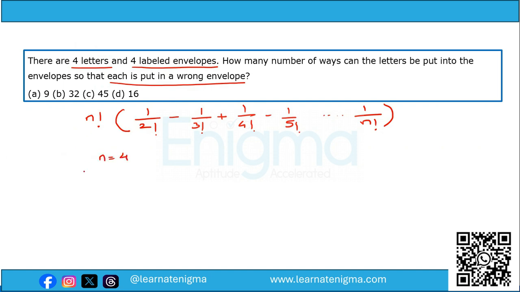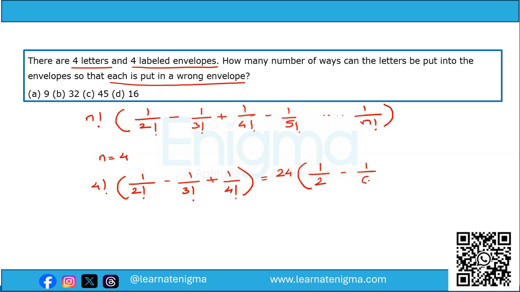So therefore let's solve this. So 4 factorial into 1 upon 2 factorial minus 1 upon 3 factorial plus 1 upon 4 factorial. So this becomes 4 factorial is 24 into 1 by 2 minus 1 by 6 plus 1 by 24.